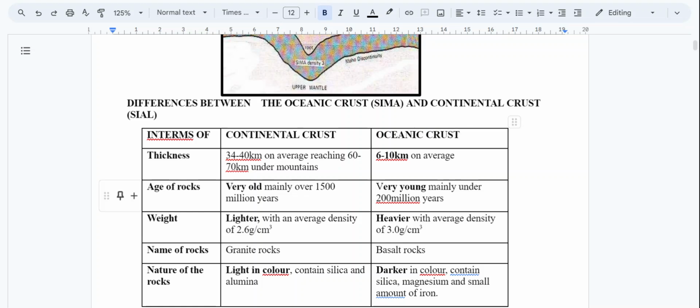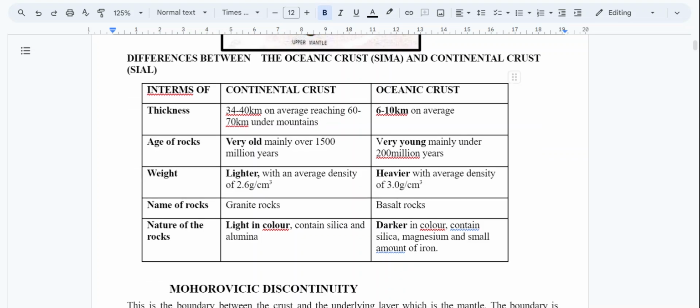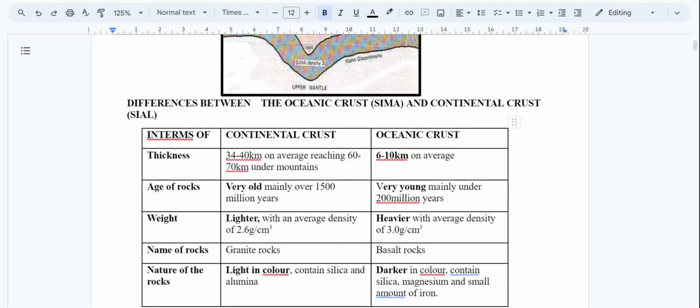And in terms of age of the rocks, continental crust has very old rocks as compared to oceanic, which has very young rocks. In terms of weight, oceanic crust is heavier, whilst the continental is lighter. In terms of name of the rocks, continental crust contains granite rocks, while oceanic crust has basaltic rocks.